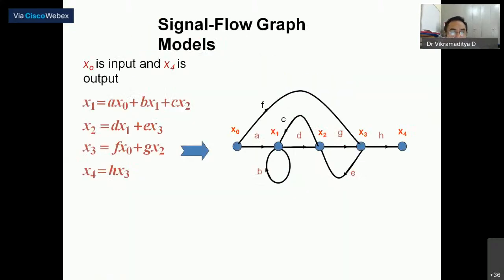Now I am taking an example. This example will elaborate how to draw a signal flow graph from an equation. How many equations are you seeing? Four equations. How many variables? Everybody should write down in the chat box how many variables you see in these equations. Go through these equations. I have written four equations.